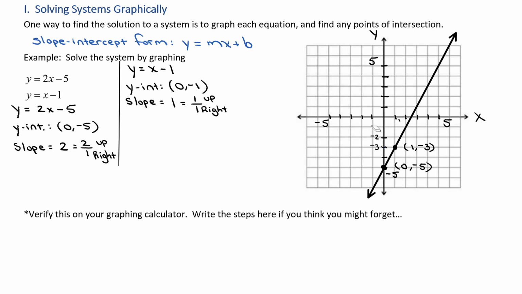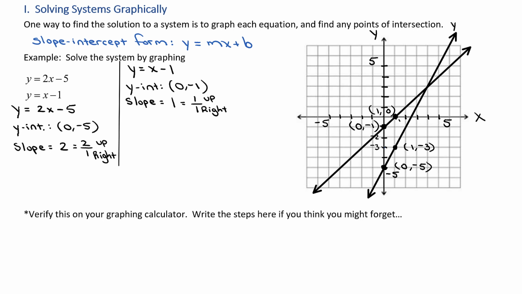For our second equation, we're going to start off with our y-intercept at (0, negative 1). I will label that ordered pair (0, negative 1). I will come up with another point by using the slope. I will go up 1 unit and 1 unit to the right from the y-intercept, which will land me on the point (1, 0). I will connect those 2 points and extend my line, and then I will look for the point of intersection.